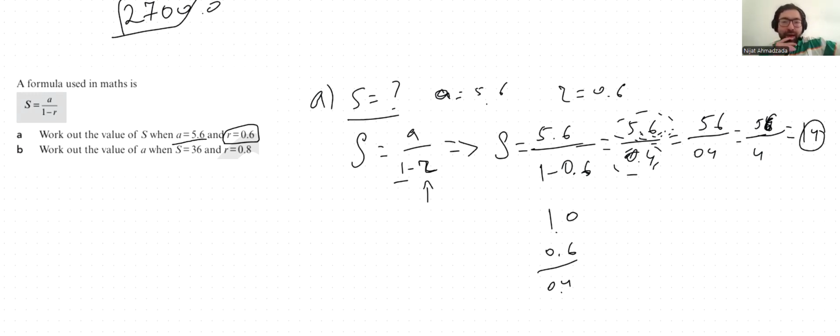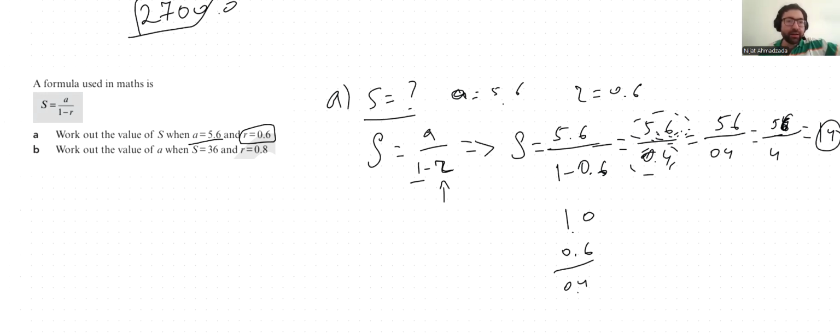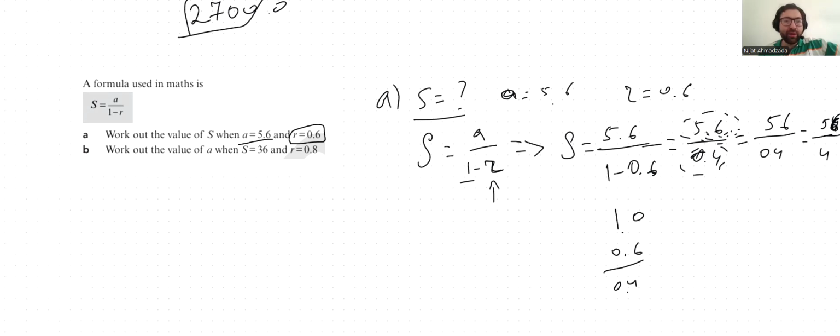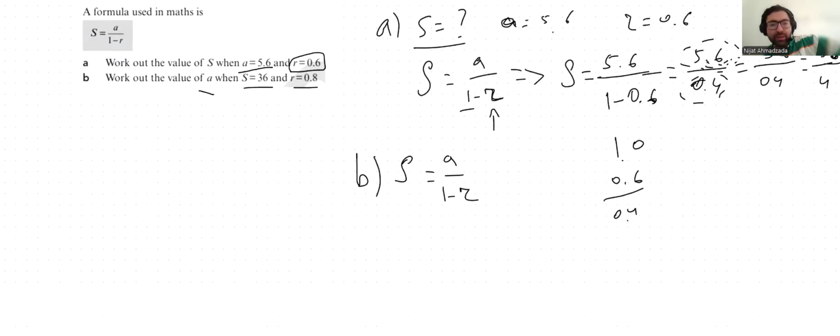Okay, very good. And now part B, we have to work out the value of A this time when S is 36 and R is 0.8. So it is the exact same thing, but we are plugging in different guys. So now you remember our formula was just A over 1 minus R. Now let's see what we know, what we don't. Instead of S, now I know S, right? It's given. So instead of S, I'm going to write 36.